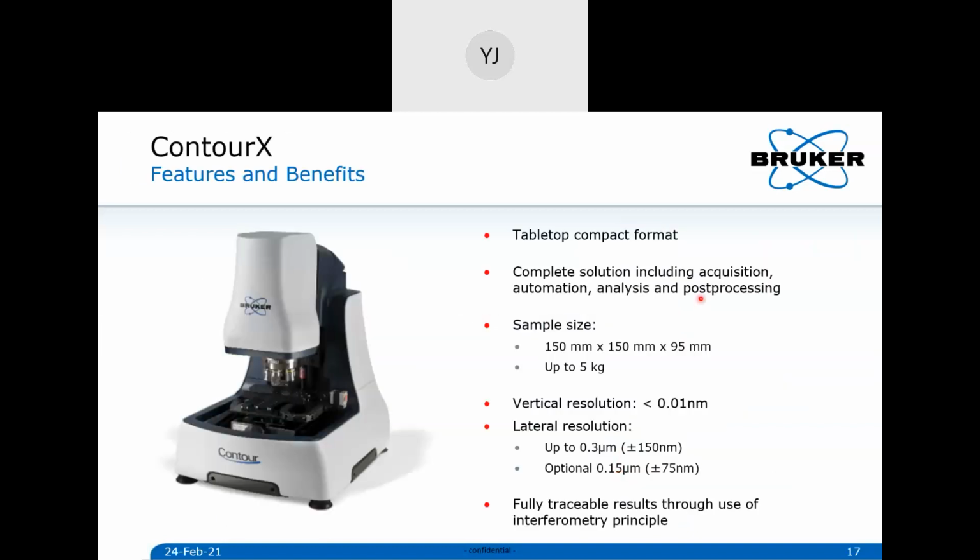Okay. Just a brief summary of the system that we are focusing on. So this is the tabletop system, with a sample size of 150 by 150 mm, up to 5 kg sample weight. Vertical resolution is sub-nanometer, as we talked about, lateral resolution is sub-micron, right? And fully traceable results through the interferometric principle.